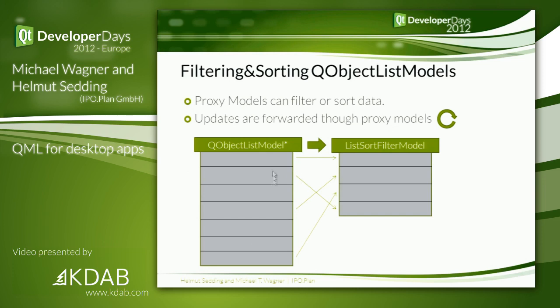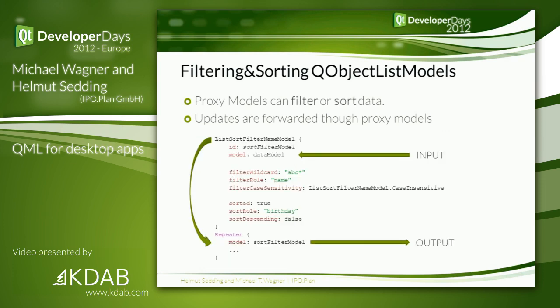So how this works is first we got the original list, and then we got the list sort filter model, which basically filters out a lot of objects, so the list is smaller, and then sorts them so the positions get changed. And if now something is updated in the original list, you will get automatic updates of the sorted, filtered model. So you don't need to call update manually. It's all done automatically.